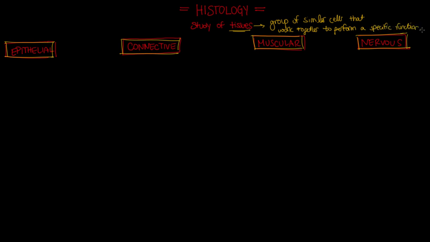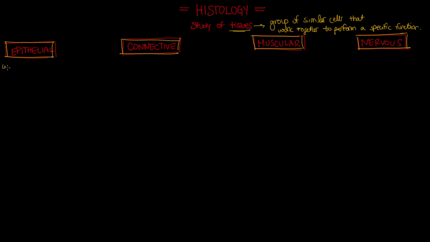So as you can see, we have 4 major types of tissues in the body. We have epithelial, connective, muscular, and nervous tissue. And so today we're going to be looking at where these different types of tissues are located, and then also an overall function for this group of tissue. So let's go ahead and start with epithelial.